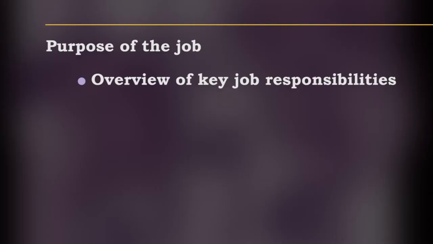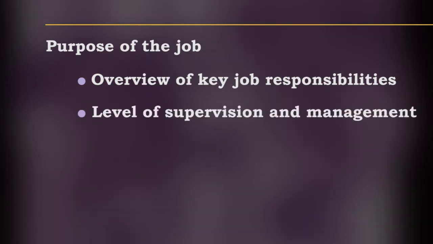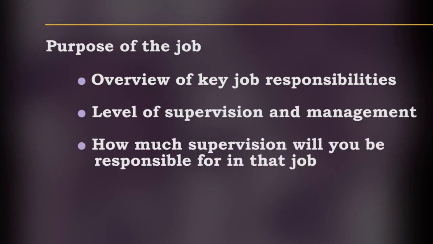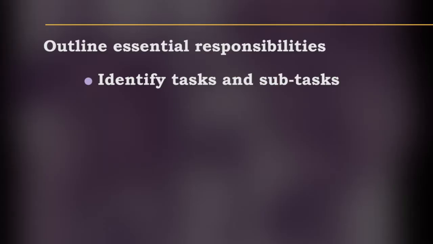The purpose of the job can be defined, as we said, in about 3 to 4 sentences, and what it does is it really outlines an overview of the key job responsibilities of the ECE, the level of supervision and management that they'll require, and how much supervision they will be responsible for in their job. The next step involves outlining the essential responsibilities of the person by identifying the tasks and subtasks, and this is where the occupational standards can really help you focus on exactly what the tasks and subtasks are. The best way to do this is to read through the occupational standard for early childhood educators and circle or mark the tasks associated with the job you're looking at.